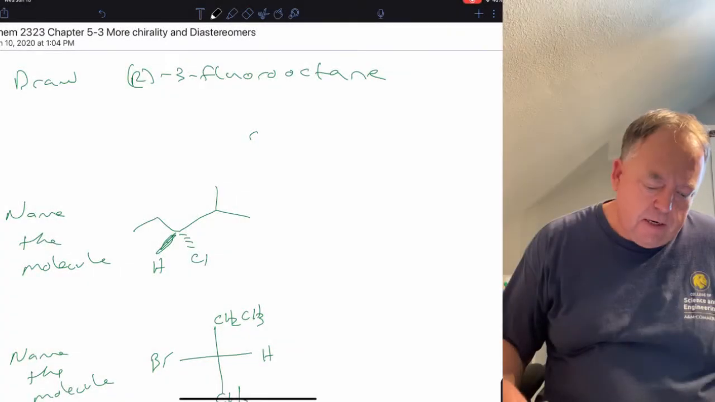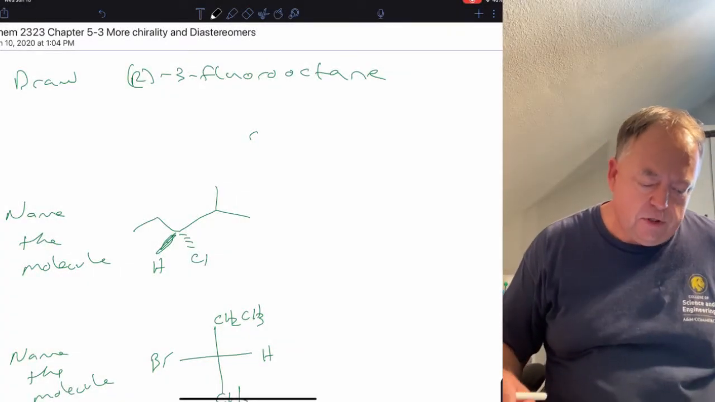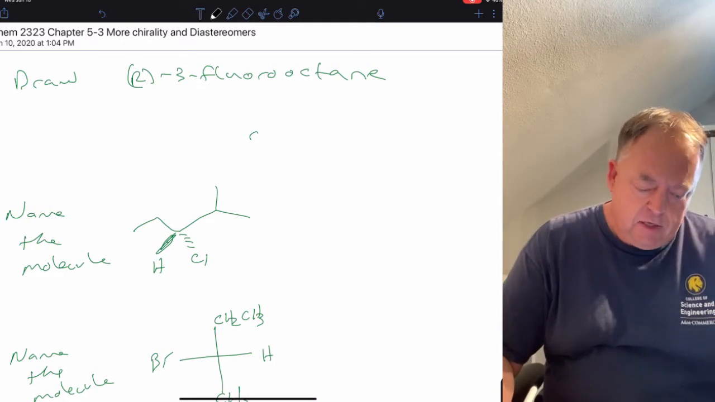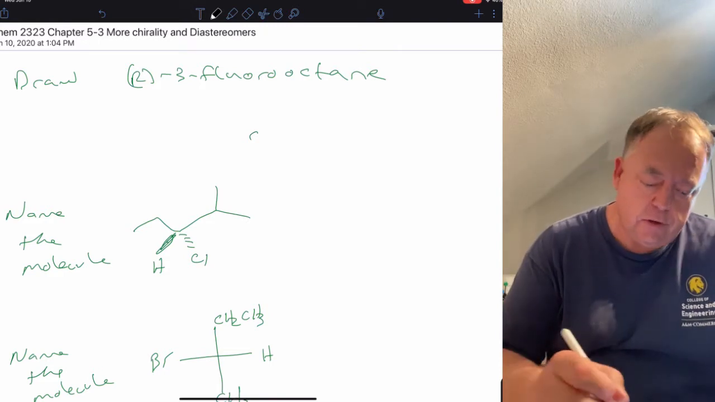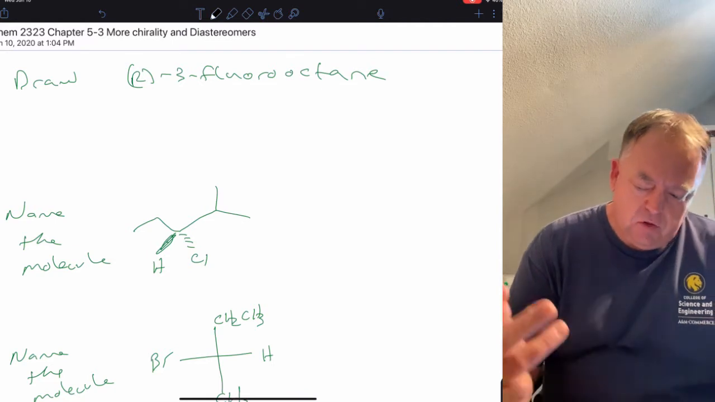So third lecture out of this chapter 5. We'll look at more examples of how to work with chiral molecules, and then look at this concept of diastereomers, if you have more than one chiral center on a molecule. Okay, so first of all, let's just work a few problems.